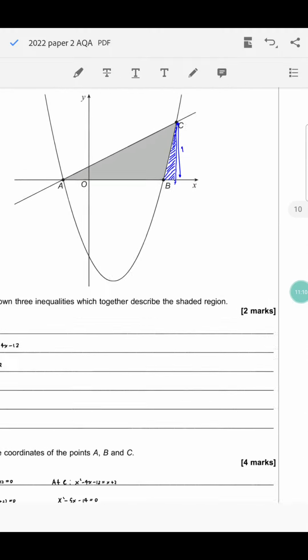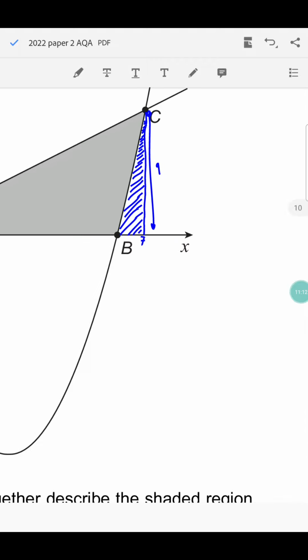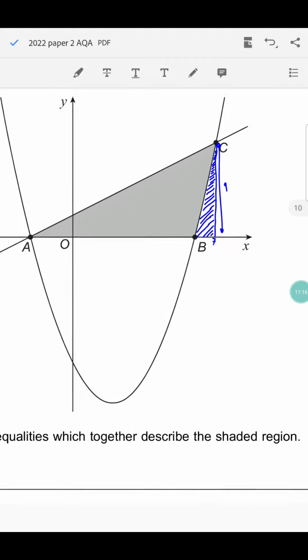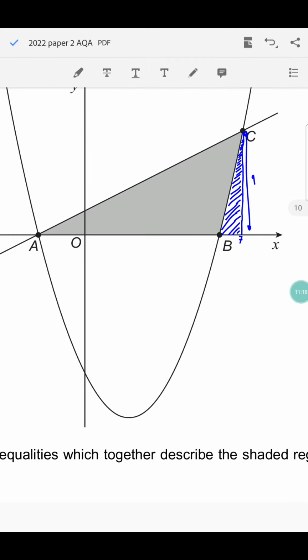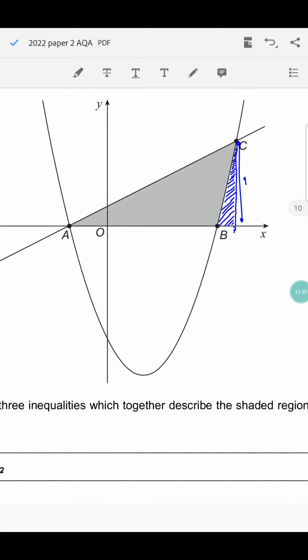So what I did was, we know the coordinate of C is 7 and 9, so we can find the area of the triangle. We know that point A is minus 2. So the difference from A to where the blue number is 7 will give you the base of the triangle, which is 9. We know the height is 9 as well, so the area of the triangle is going to be 9 times 9 divided by 2, which is 81 over 2.